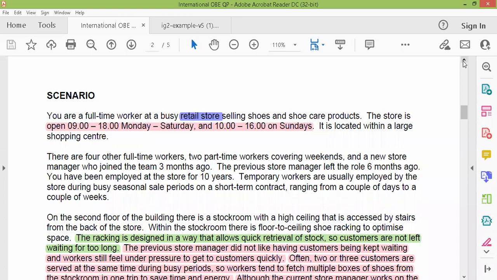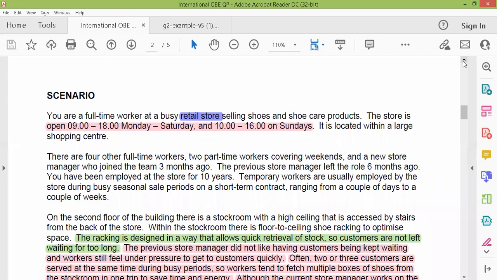After this practice, inshallah, you will learn. After finishing this first scenario, I will give some important answers, and you need to study those answers.